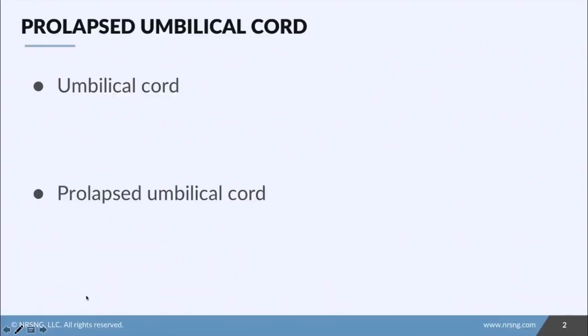In this lesson, I'm going to explain the prolapsed umbilical cord and how you're going to help provide care for this patient. Okay, let's first review what that umbilical cord is doing. So if you remember, that umbilical cord is how the fetus gets oxygen.